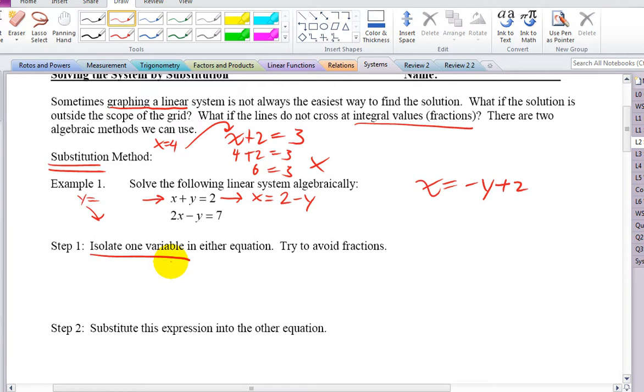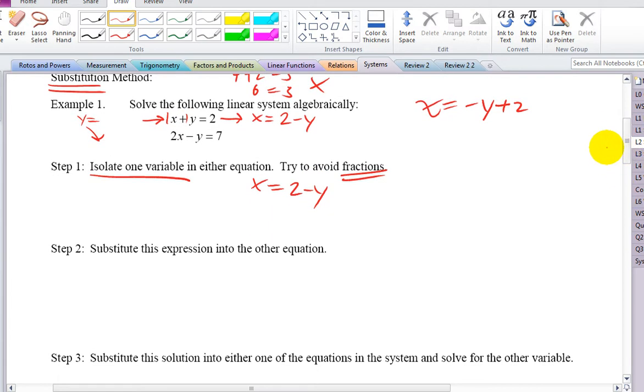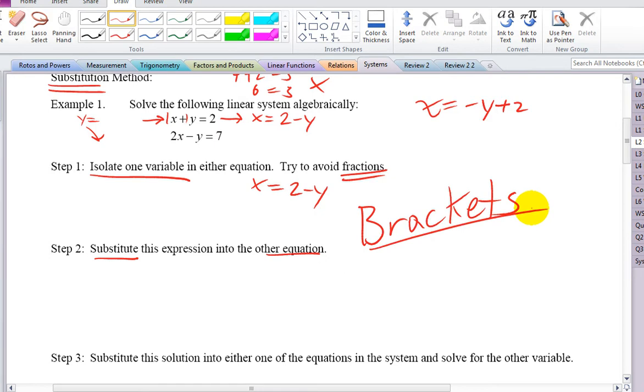So that's what it says here. Isolate one variable in either equation. Try to avoid fractions. You'll see that once in a while. It's not good to do. And to avoid them, you would use something with a 1 coefficient in front. So we have x equals 2 minus y. What we want to do then is substitute this into the other equation. Don't forget the B word. Write it large, write it huge. Brackets. If you're not using brackets, you're going to screw this up. You won't get right answers.